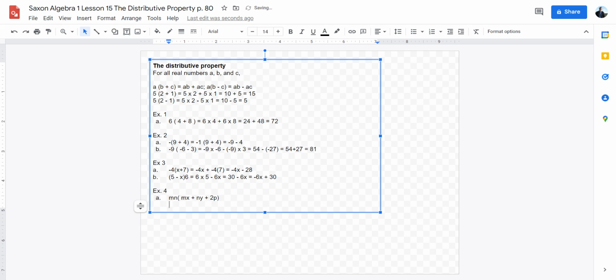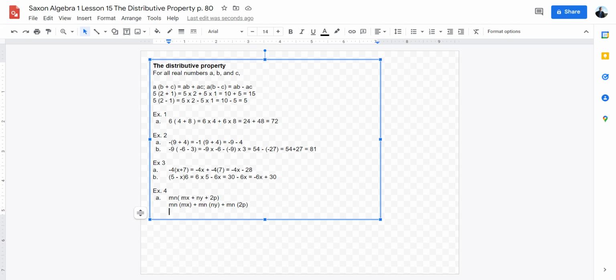This is going to equal mn times mx. Okay, so using that, I'm not going to use the times symbol. I'm just going to put it in parentheses there because I don't want our x's to get confused. Plus mn times ny. Okay, I just want to make sure I get the right terms here. Plus mn times 2p. All right, now when I'm multiplying these together, I remember the exponent rules.